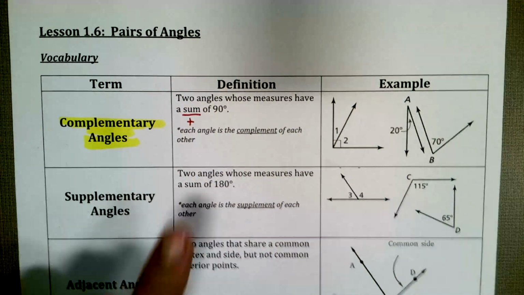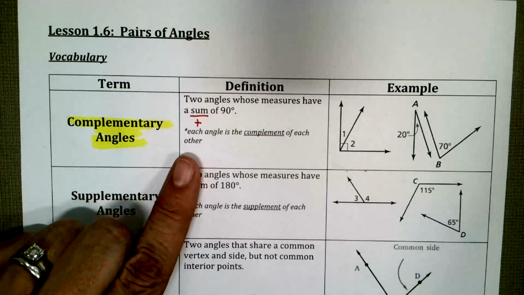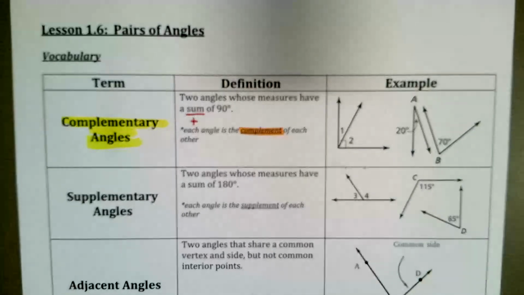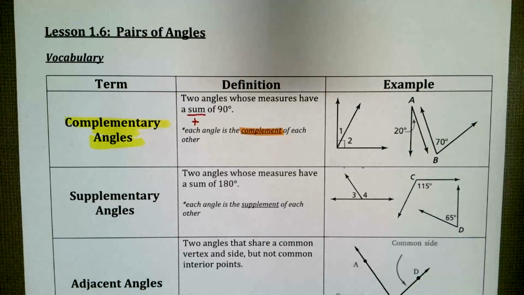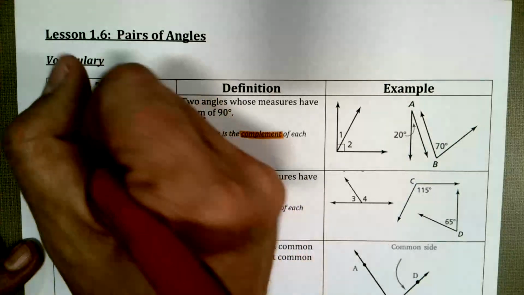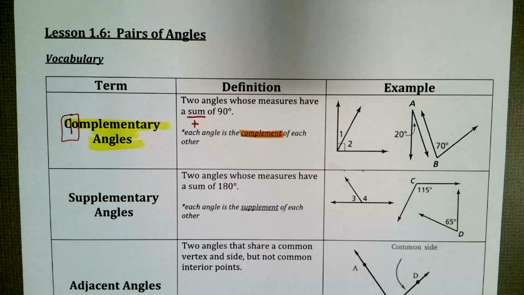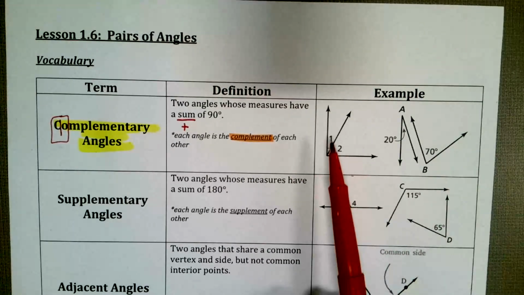And the wording you could see in a problem is that each angle is the complement of each other. Now, one trick I have for remembering that the complementary angles are the ones that add up to 90 is if I draw a line here on the C, the first two letters kind of become that 90. So we have two options for our example.